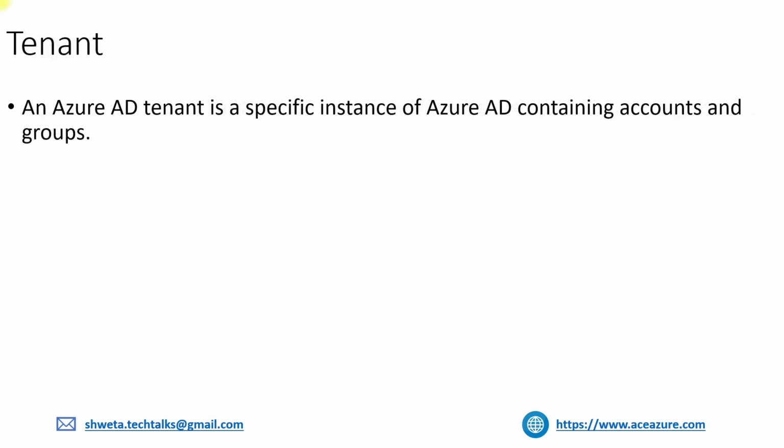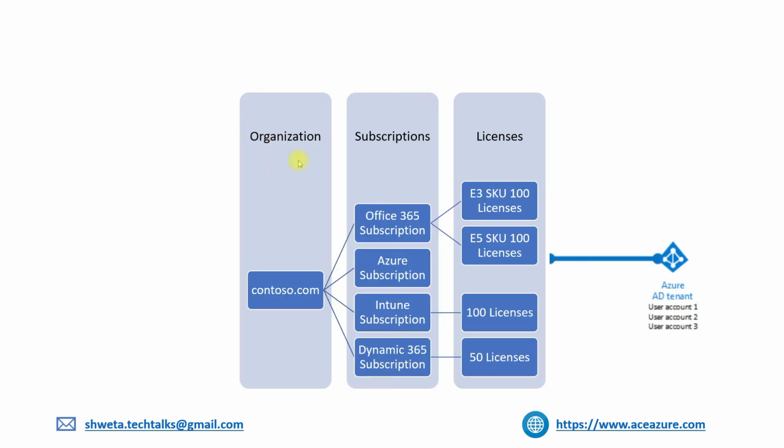So tenant is nothing but Azure Active Directory tenant, which is a specific instance of Azure Active Directory which contains all the user accounts and groups. So diagrammatically, if we have to represent organization, and then we have subscription and the different licenses. And it is very important that every license goes to each user account, which are all present inside your Azure Active Directory tenant. Okay. So for every subscription, you have a 1:1 mapping between the Azure Active Directory tenant and the subscription.